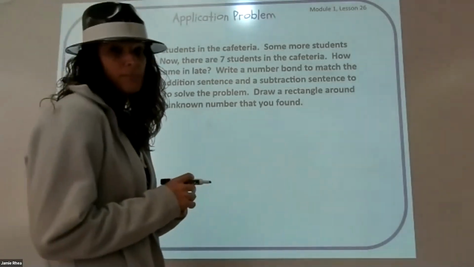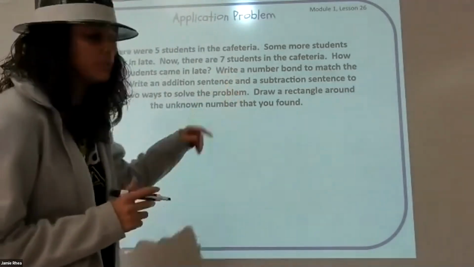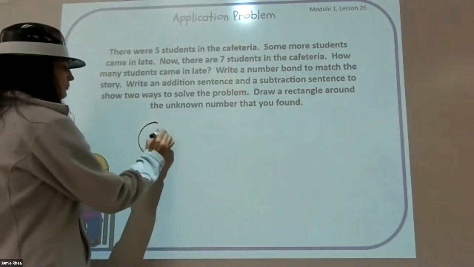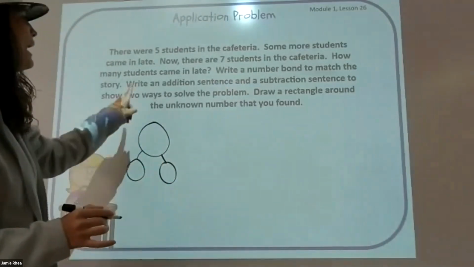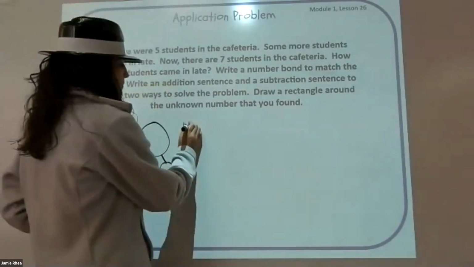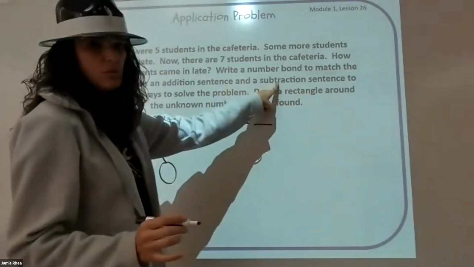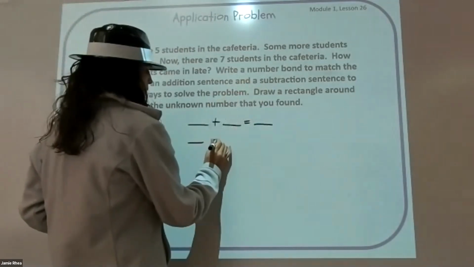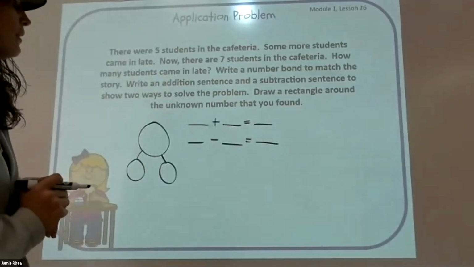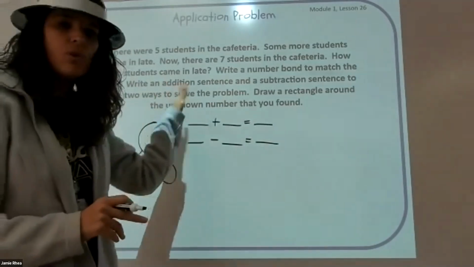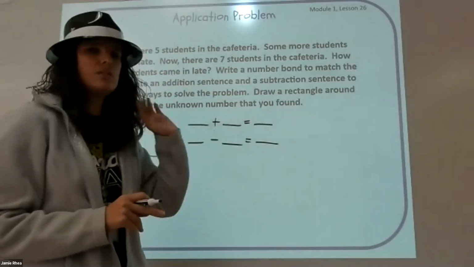Now, that's a lot. Let's see what we have to do to solve. We have to have a number bond. We have to do an addition sentence. We have to do a subtraction sentence. And then it says we have to draw a rectangle around the unknown number that we found. Now we don't know what our unknown number is yet, so we can't draw a rectangle around it, okay? So we'll do that in just a second.